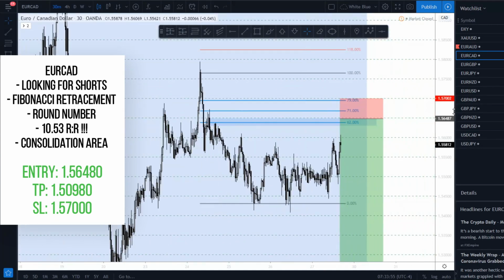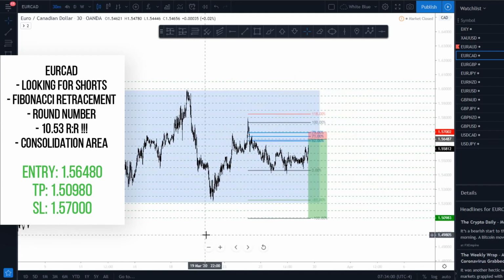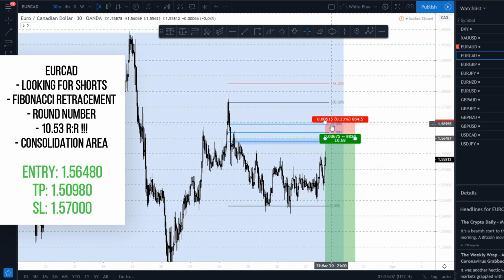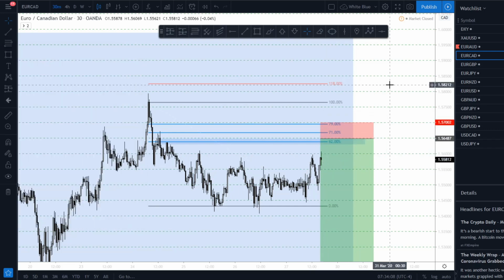Obviously this is a trade that is going outside of this consolidation area that I've just mapped out. So if we can get a reversal at this area here, once price starts to move down, just move your stop loss to entry and make sure that you secure the profits.